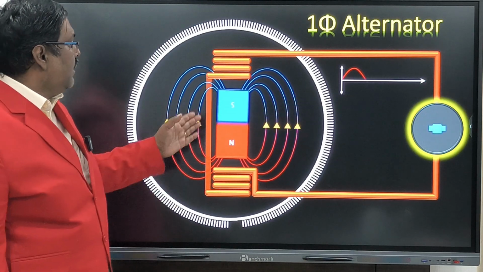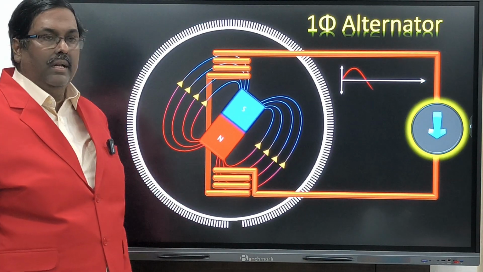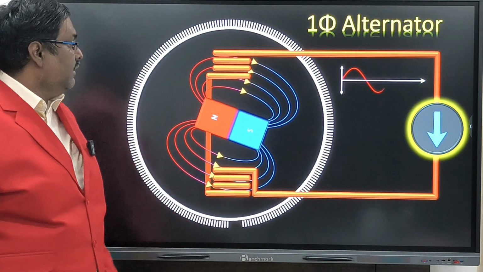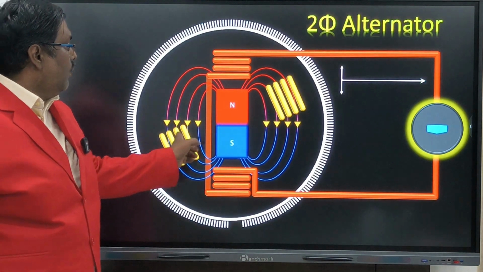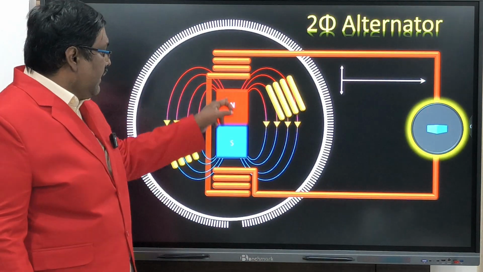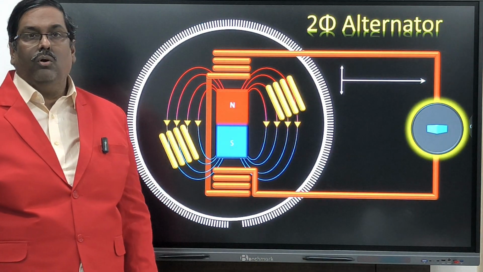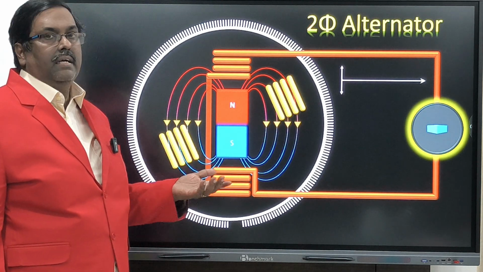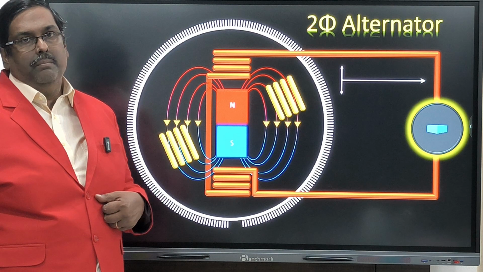Three phase in the sense we are going to delay. How are we going to delay? We will position the coil. I am going to make one more coil here. See, now I made one more coil, and I gave it a color. All wires are the same only, but we differentiate them normally. There is a standard notation RYB.